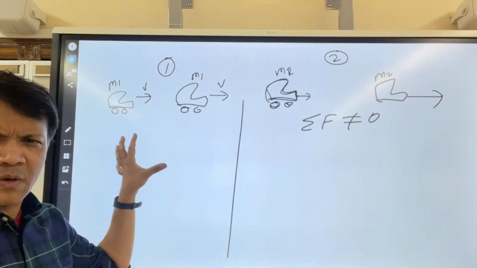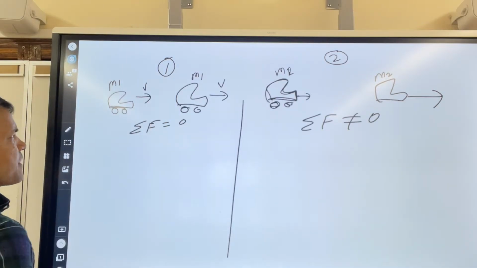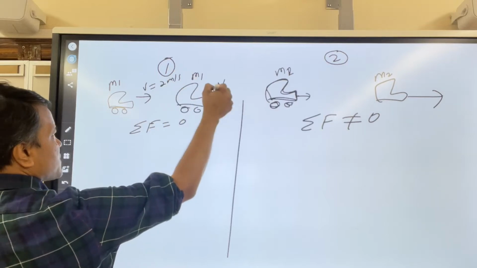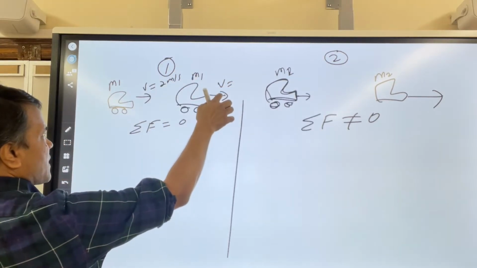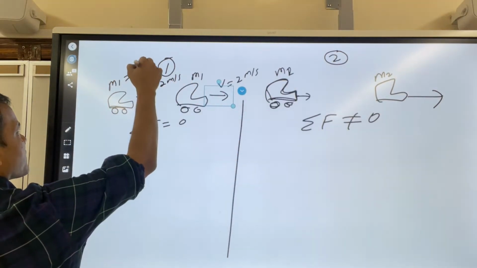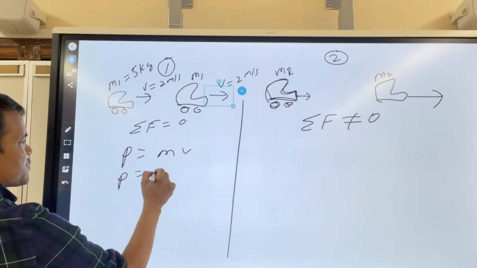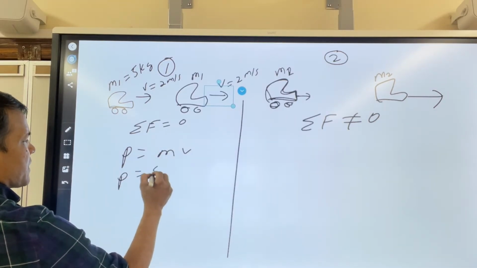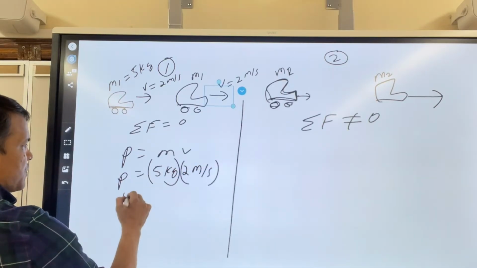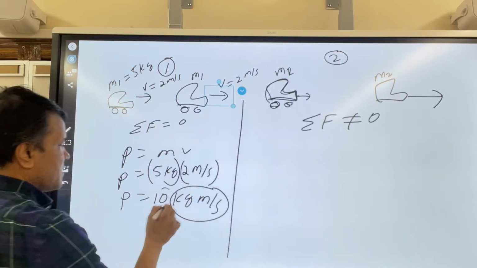However, this is an example of momentum. Why? Because throughout, net force is 0. And we can calculate the momentum. If I give you V is 2 meters per second, then this one has to be 2 meters per second, because this is the same in magnitude, right? And if I give you the mass is 5 kilograms, we can find the momentum. Momentum is mv. So, momentum is 5 kilograms times 2 meters per second, which is 10 kilogram meter per second, and this is the SI unit for momentum.